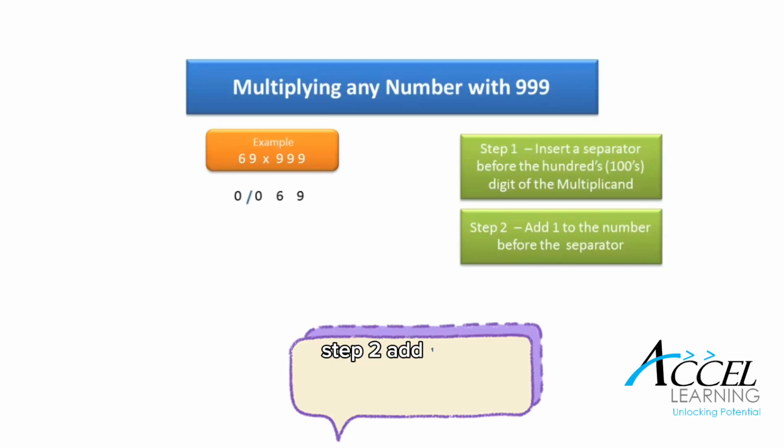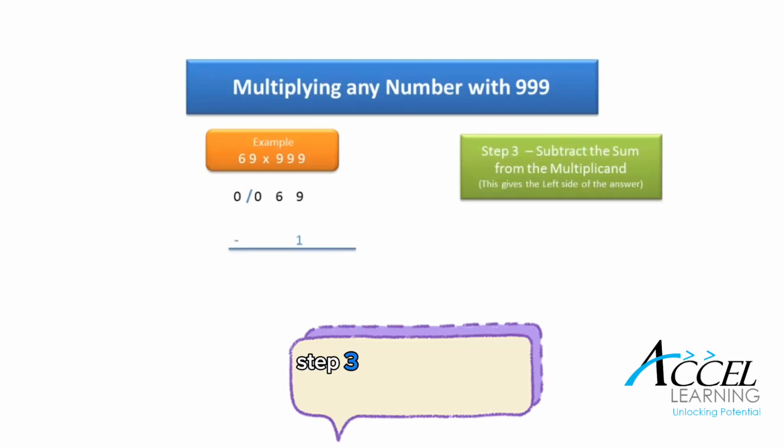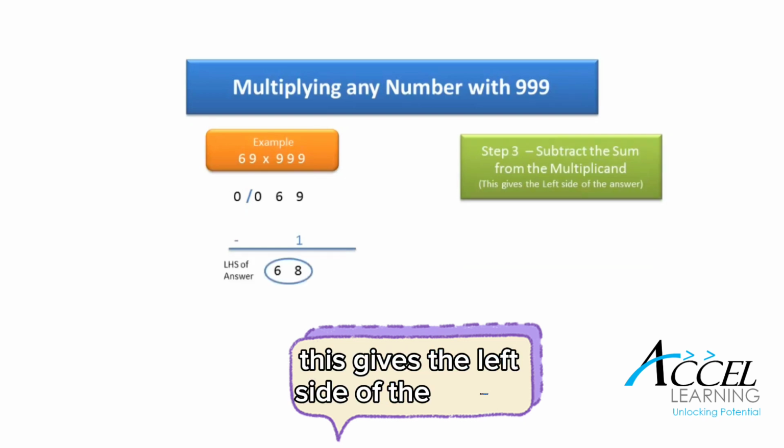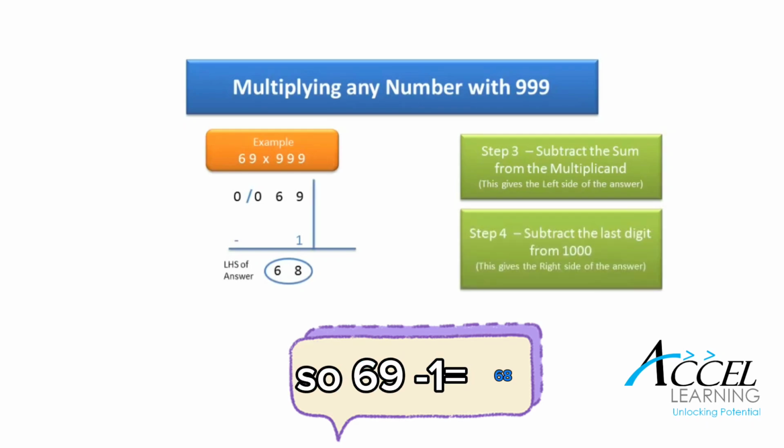Step 2, add 1 to the number before the separator. 0 plus 1 equals 1. Step 3. Subtract the sum from the multiplicand. This gives the left side of the answer. So 69 minus 1 equals 68.